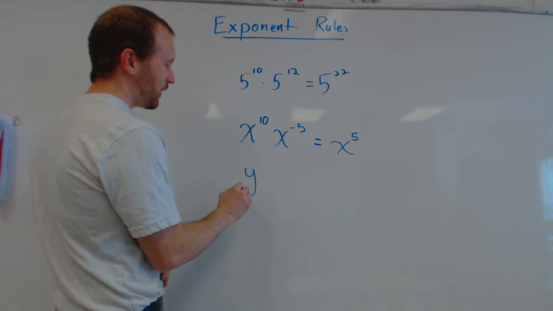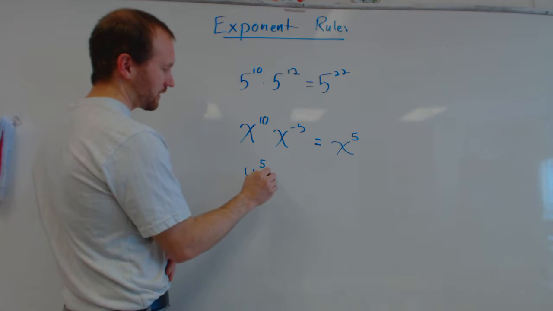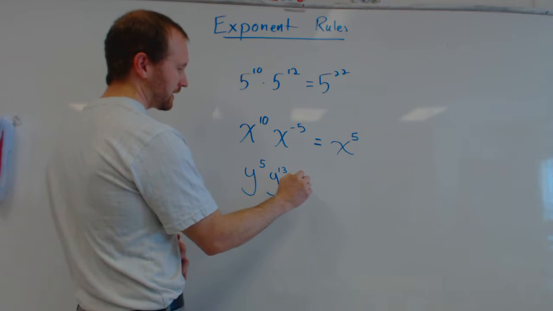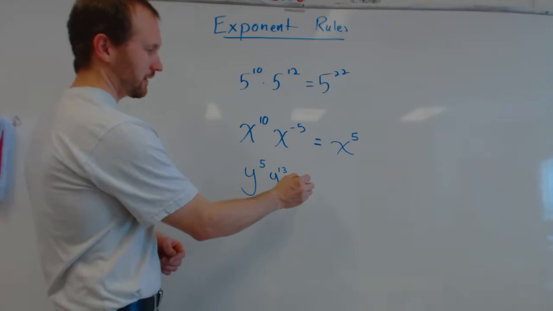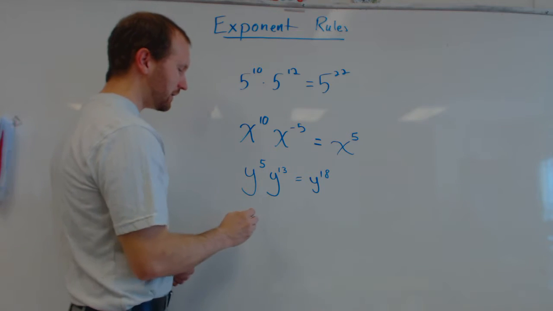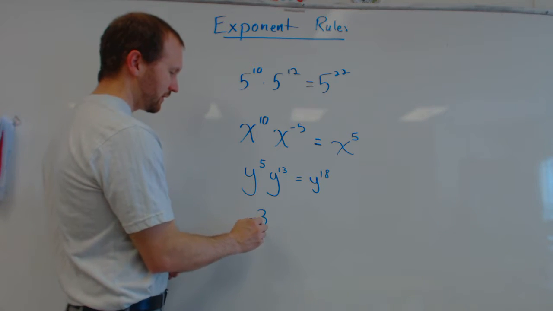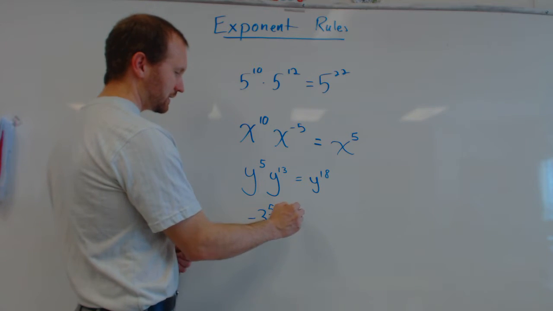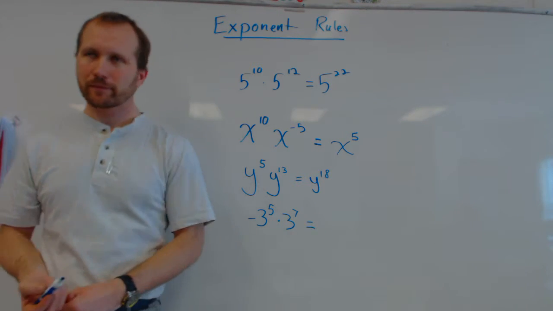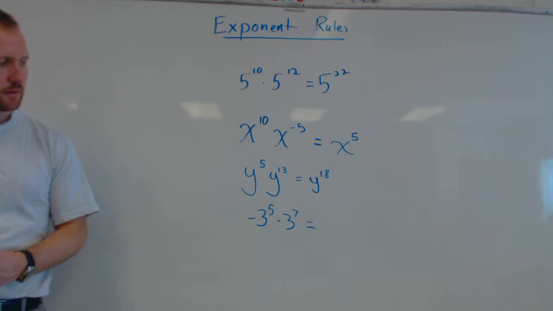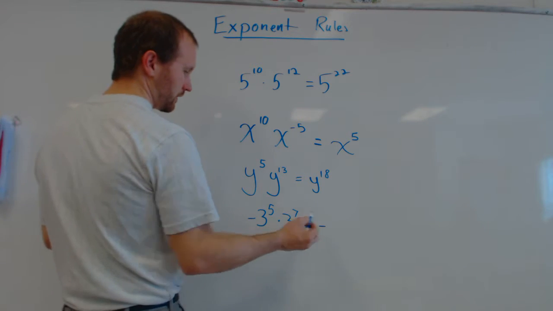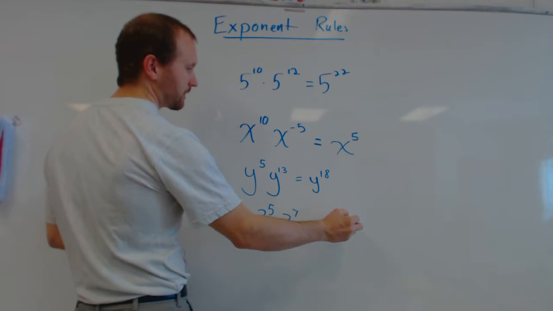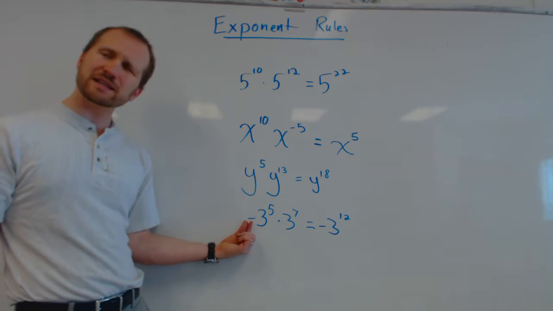All right. y to the 5th times y to the 13th would be y to the 18th. How about this one? Negative 3 to the 5th times 3 to the 7th. What would that be? Would it be negative? Yeah, because it's negative 3 to the 12th. That's it, because the negative just sits out front.